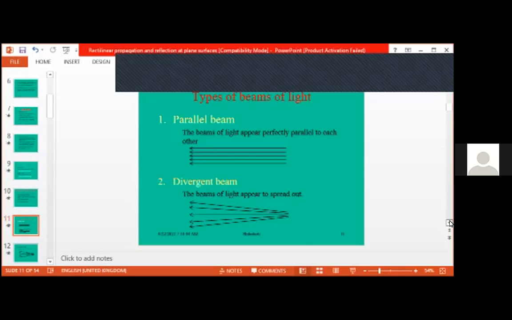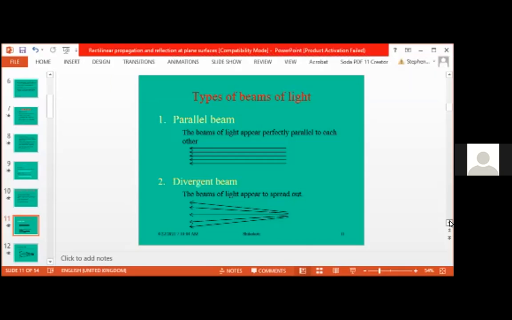Parallel, just as the term refers, is a beam where we have a group of rays, but the rays are parallel to each other. They are at the same distance from each other, and they form straight lines that are parallel to each other. That is a parallel beam. They are perfectly parallel to each other.